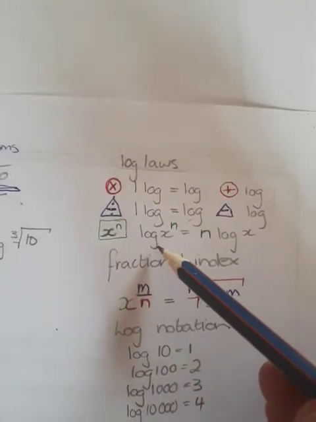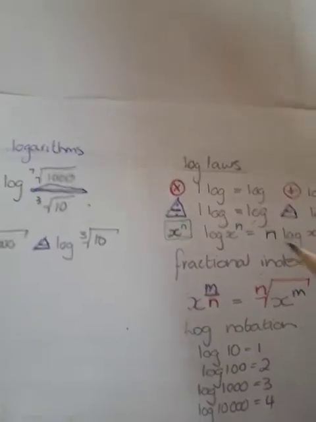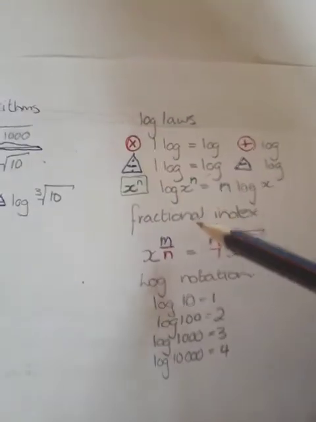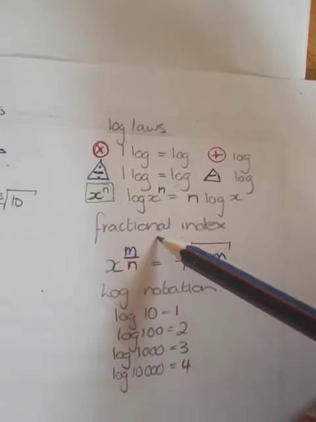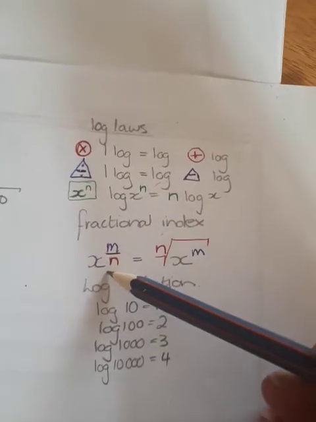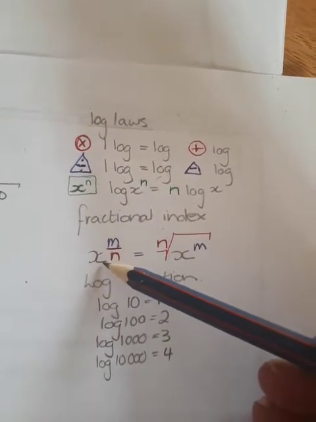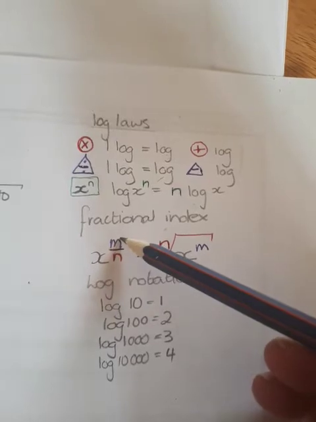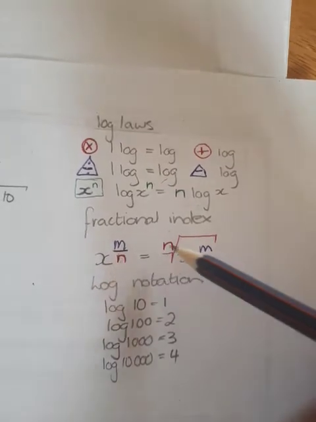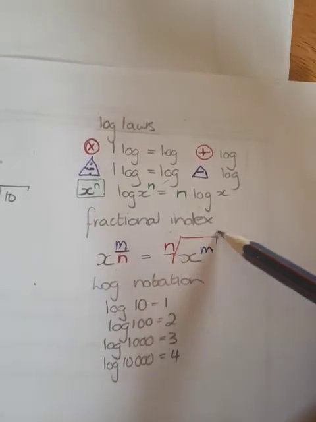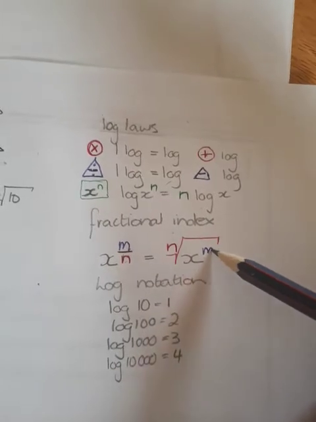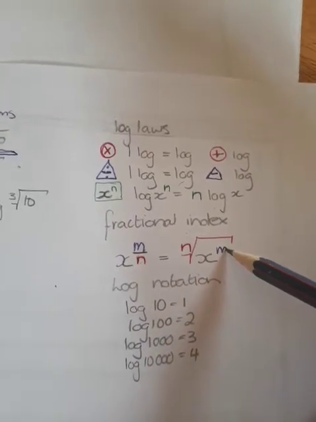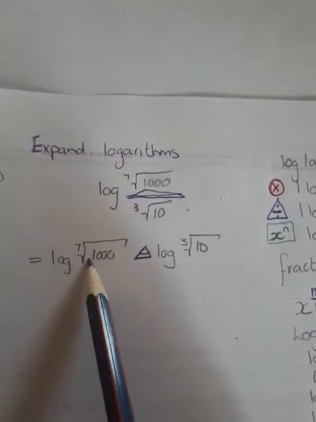We need to now apply the fractional index law, right? You must know your fractional indices. So this reads, if you've got x to the power of m divided by n, then it becomes the nth root of x to the power of m. Okay, the nth root. So we're going to apply this now the other way around.